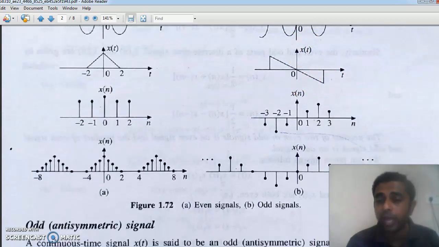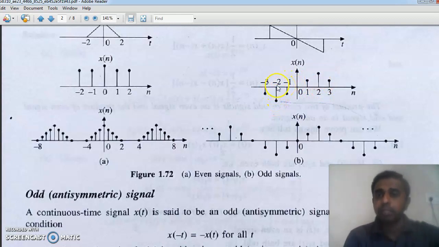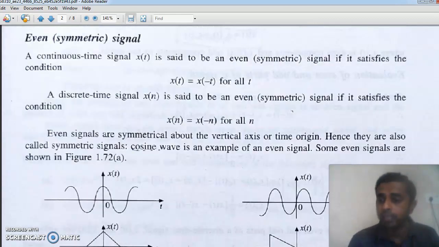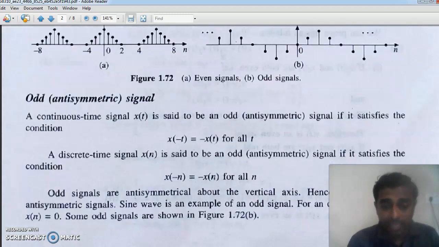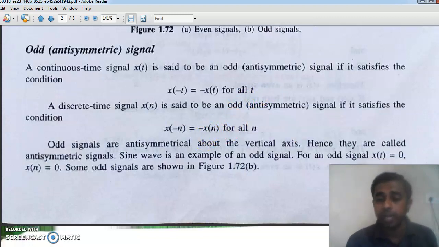Similarly, you can see for x of n also. It is a positive value at 1. What is happening at the negative side is the reverse of that: the negative of this value comes at minus 1. Similarly, at 2 you have a positive value, and the same value turns negative at minus 2. That is how you write this definition. So odd signals are x of t equal to minus x of minus t for all values of t, and for discrete time signals it is x of n equal to minus x of minus n.